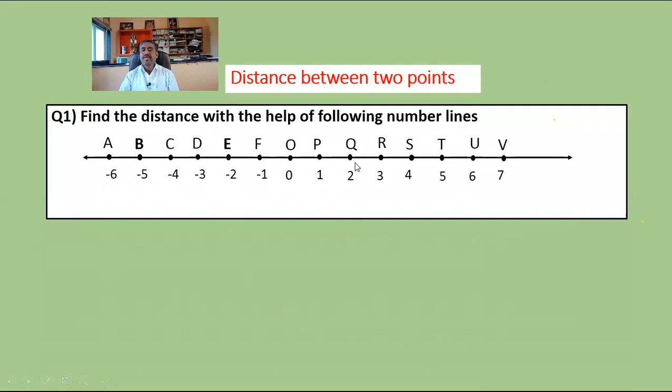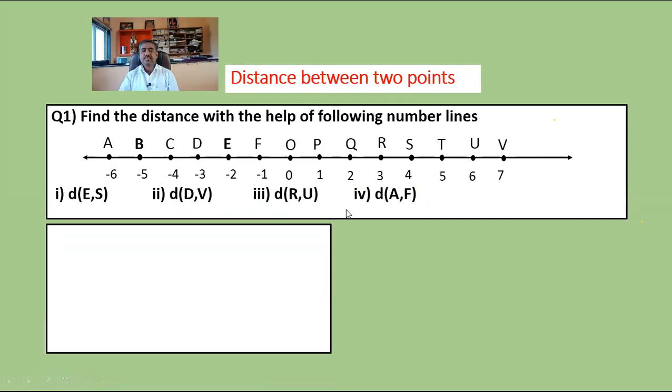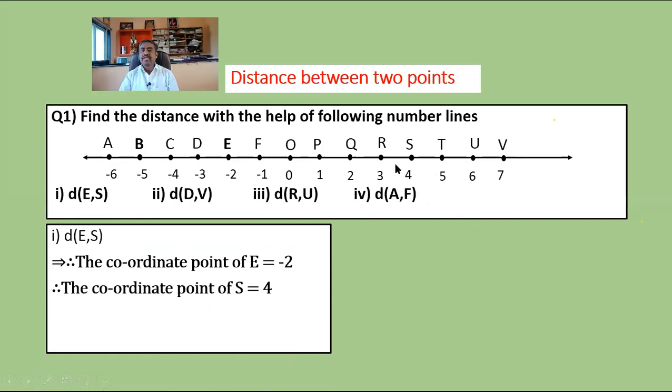On the RHS side are P, Q, R, S, T, U, V, and on the LHS side F, E, D, C, B, A. These are the points. Find distance ES, distance DV, distance RU, distance AF. First understand how to find distance ES. Here the coordinate of point E is -2. The coordinate of point S is 4.